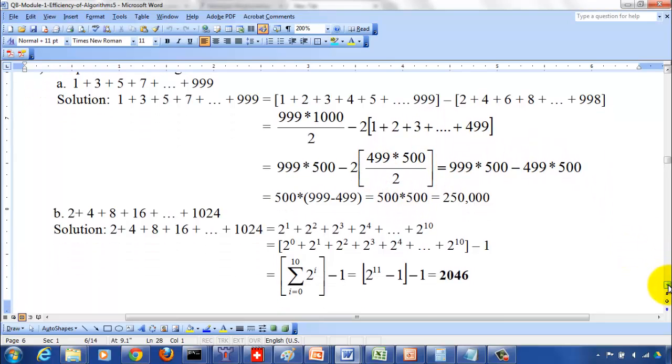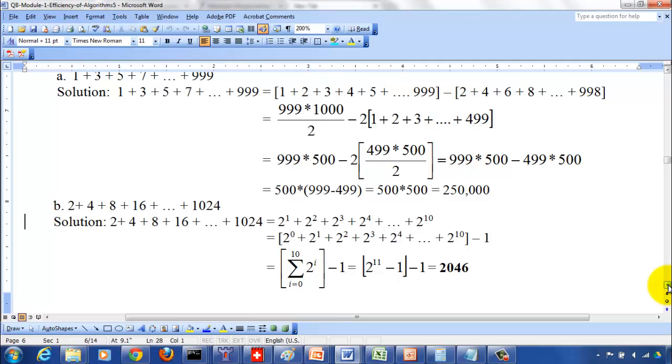So it is 999 times 500 minus 499 times 500. I can take the 500 outside as common. 999 minus 499 is 500 again. So that's going to be 500 times 500, which is 250,000.